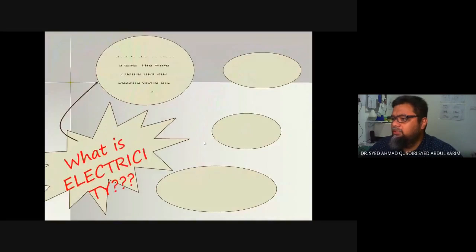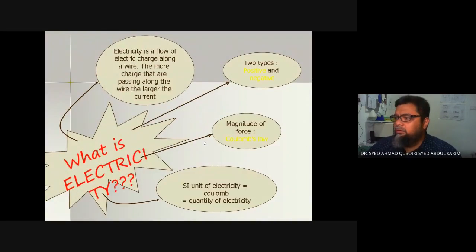What is actually electricity? It's a flow of electric charge along a wire. The more charge that is passing along the wire, the larger the current. It's just a flow of electric charge along a conductive wire. The more the flow, the larger the current of the electricity. And obviously, the larger current of electricity would require a larger conductive wire for it to flow on.